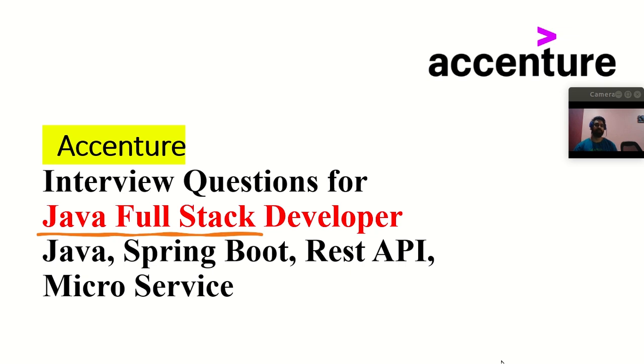So today we are going to discuss interview questions asked in Accenture for a Java full stack developer. Recently one of my friends appeared for the interview at Accenture, and his profile was Java full stack developer. His technical stack is Core Java, Spring Boot, REST API, and microservices. And he also has front-end knowledge like Angular, HTML, jQuery, JavaScript, CSS, and all.